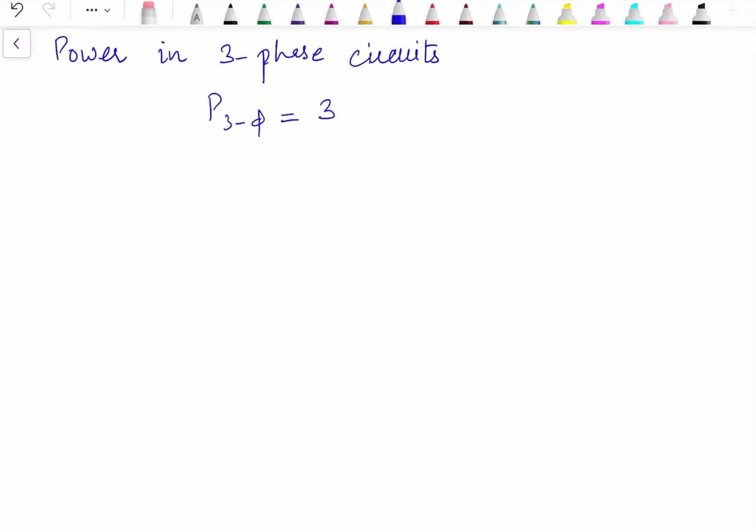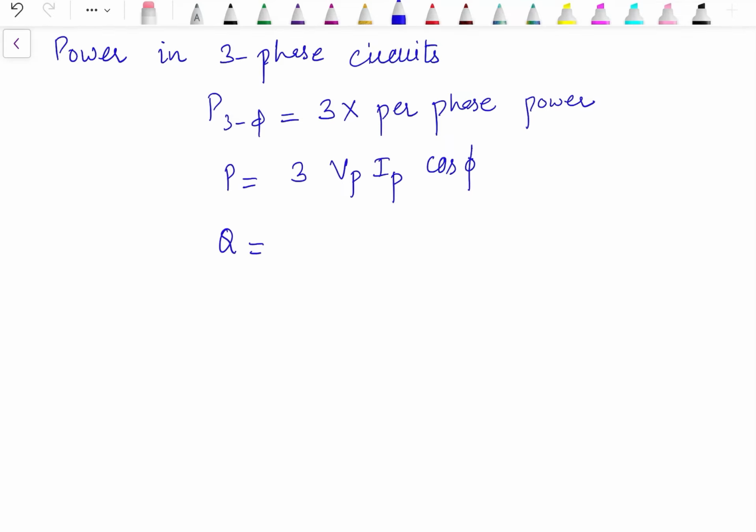So in a balanced system, the three-phase power is equal to 3 times the per phase power. So we can simply write P is equal to 3 times, and per phase power is phase voltage into phase current into cos phi. Cos phi is the power factor of the circuit and phi is the angle between Vp and Ip.